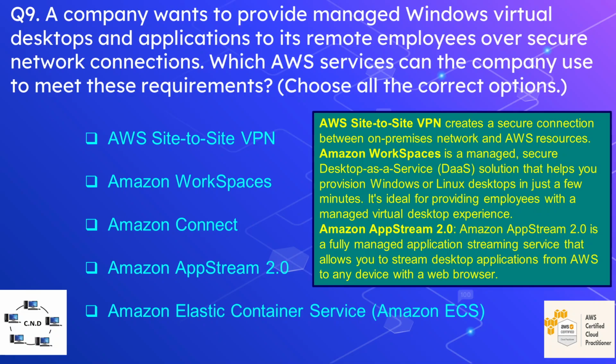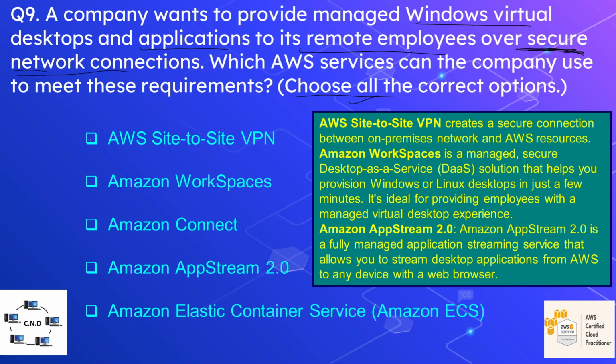Question number 9 is: a company wants to provide, and here the answer has already popped up. So let's study the question. A company wants to provide managed Windows virtual desktops and applications to its remote employees over a secure network connection. Which AWS services can the company use to meet these requirements? We have to choose multiple correct options. So the requirements are the provision of managed Windows virtual desktops and applications to remote employees over a secure network. So these are the keywords.